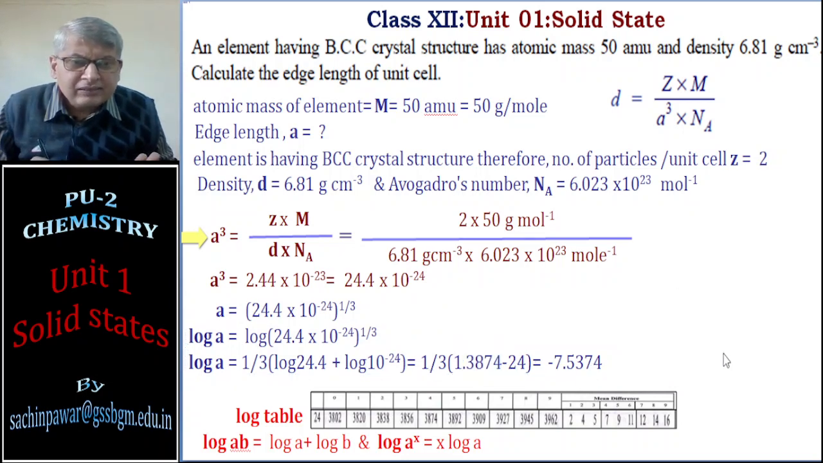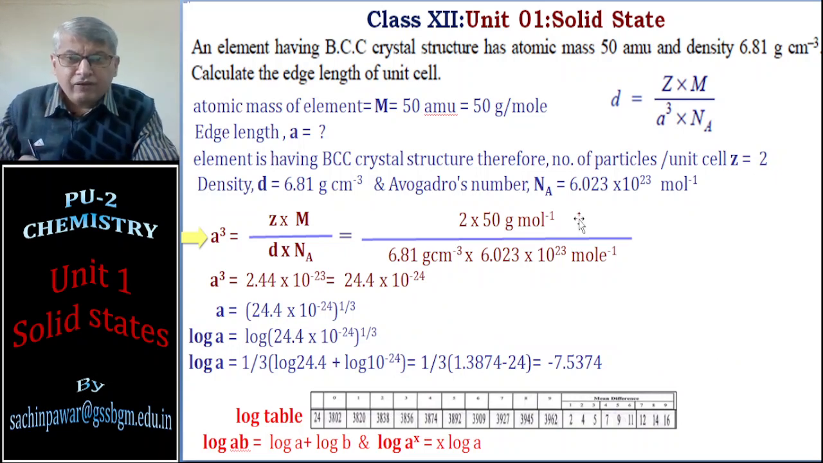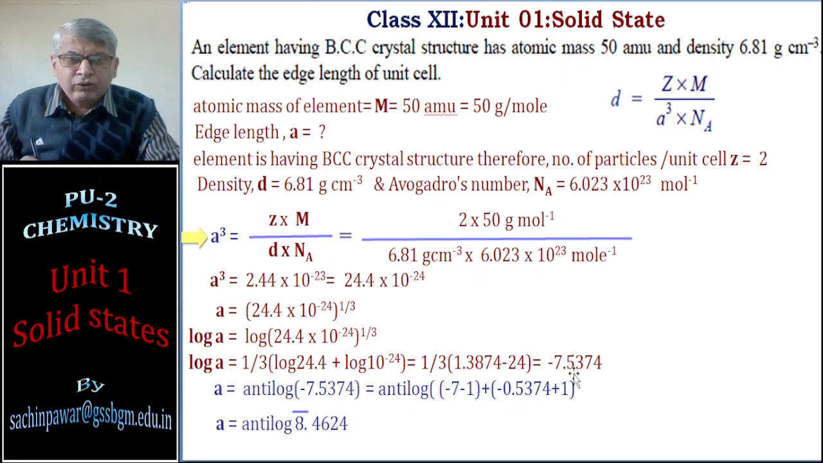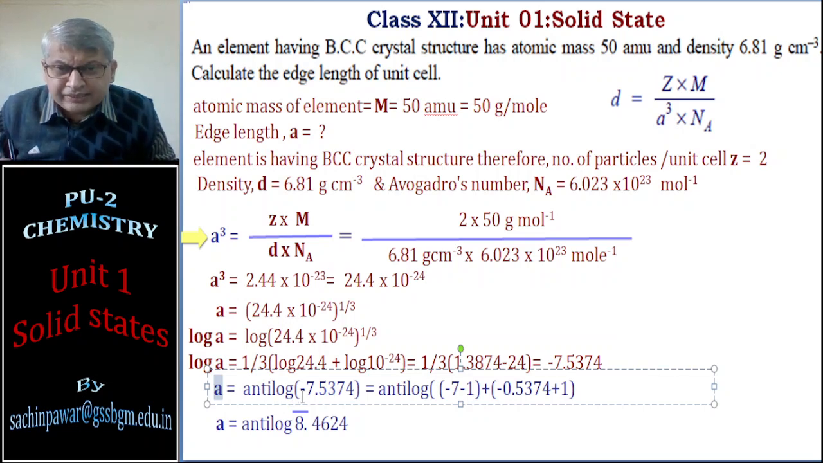So I have got the log value. So log of A I have got. Next, I want to find out A. I don't want to find log A, I want to find A. So I'll take antilog on both sides. So antilog of minus 7.5374. Minus 7 I have taken.